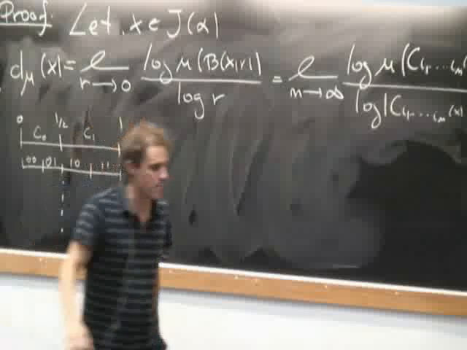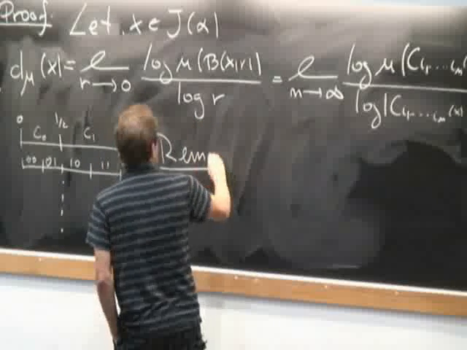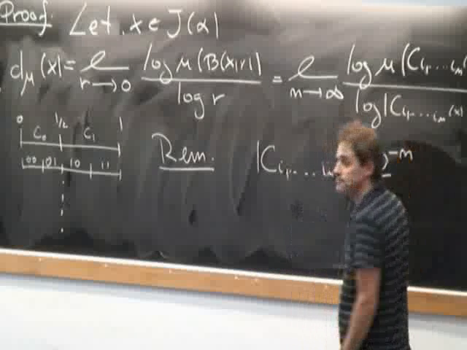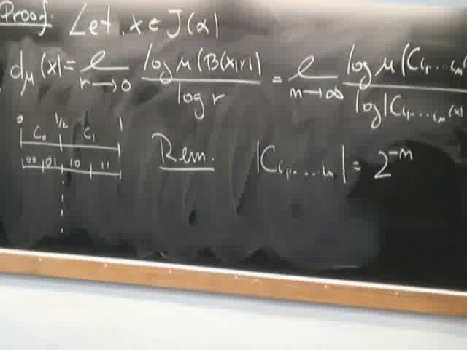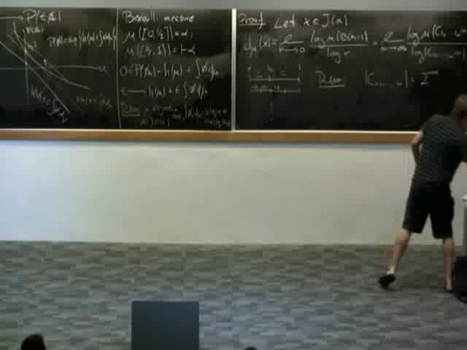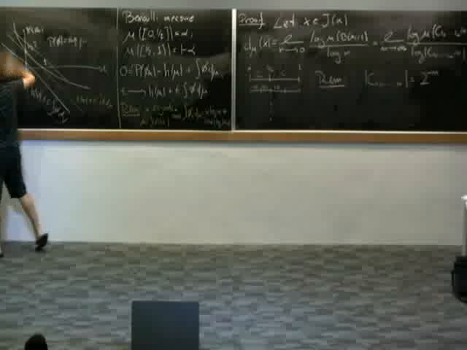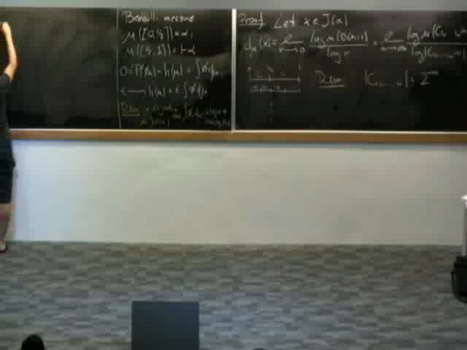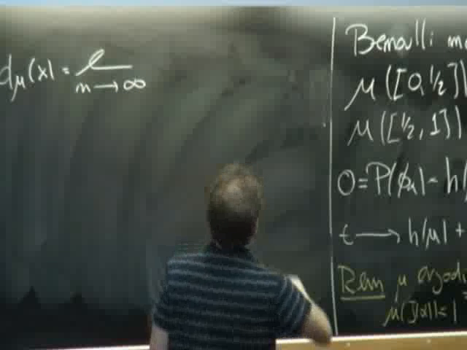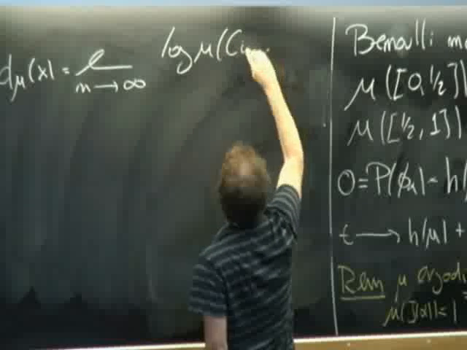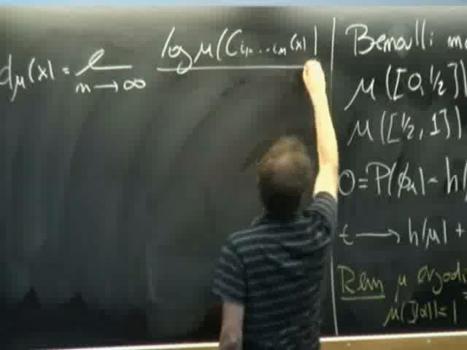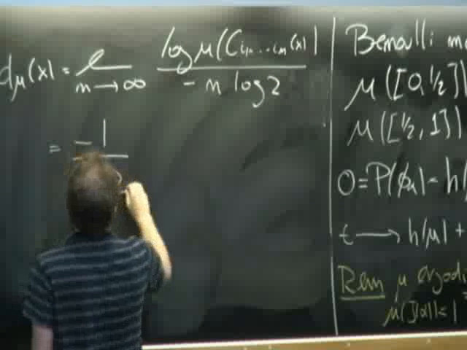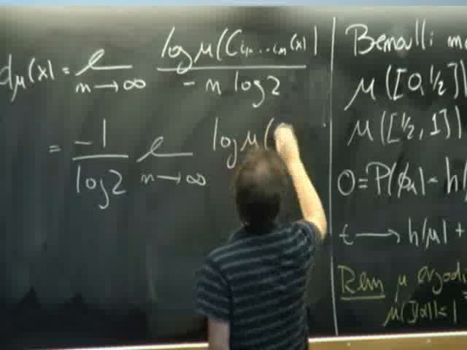So after this small picture or remark, we can immediately note that this length is 2 to the minus n. Okay? In the first case, you're 1/2, second 1/4, and so on. So we can actually write the pointwise dimension now as follows. It's the log of the measure of the cylinder minus n log 2. So I will remove the log 2 out. And we have this.